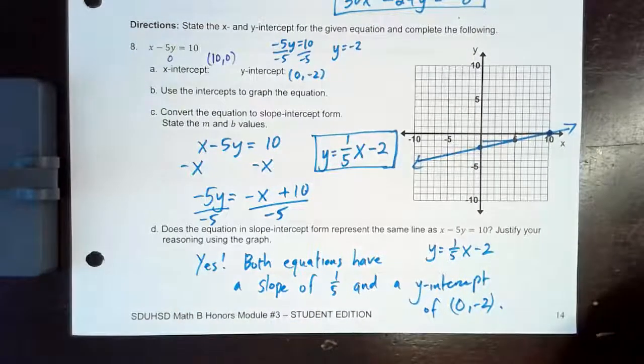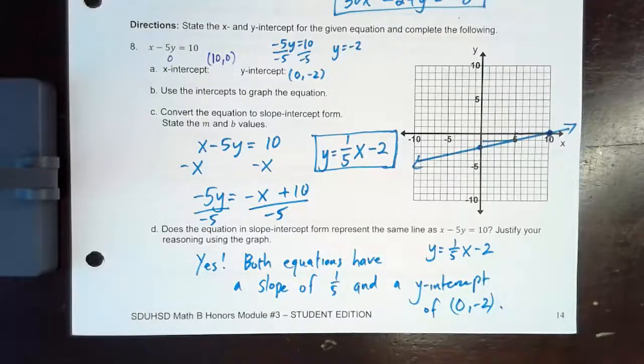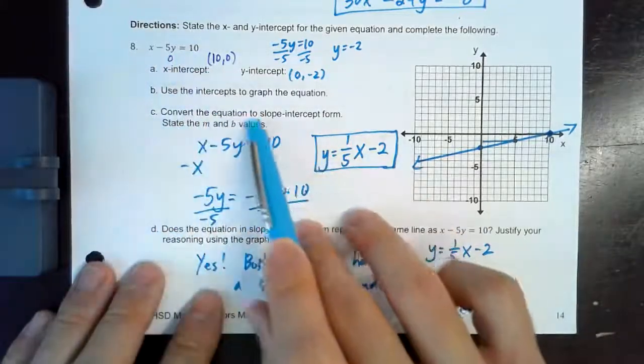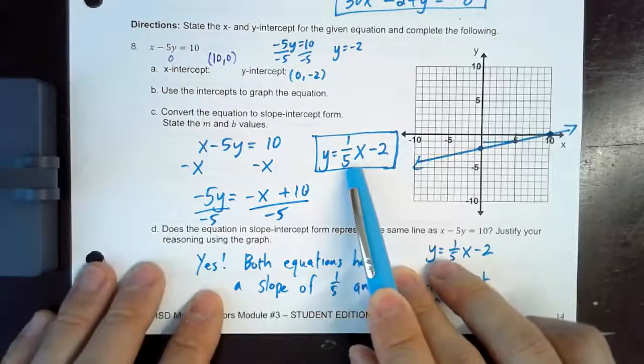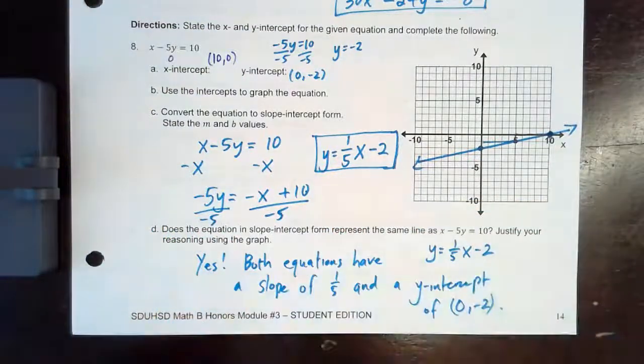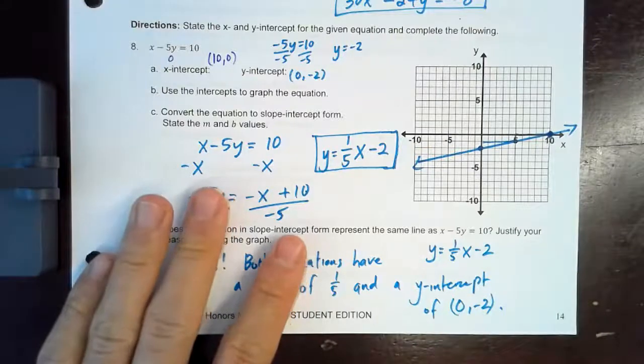Right? The whole point of standard form, the whole point of this lesson is to show you that there is another form that exists. It can be more useful. And finally, you can always convert from standard form to slope-intercept form and vice versa. Okay, that is a skill you need to know.